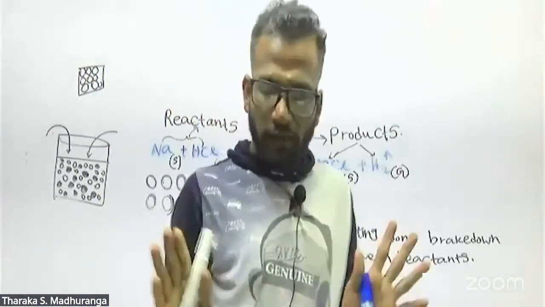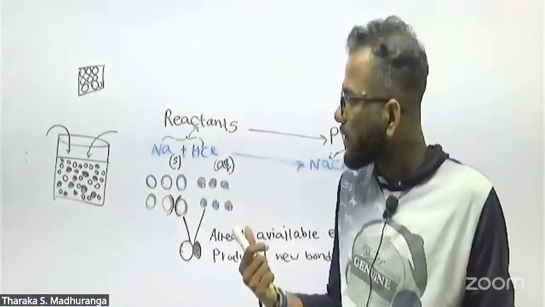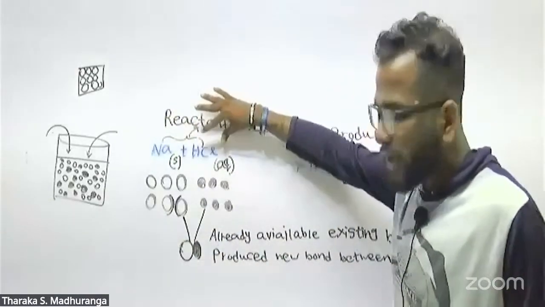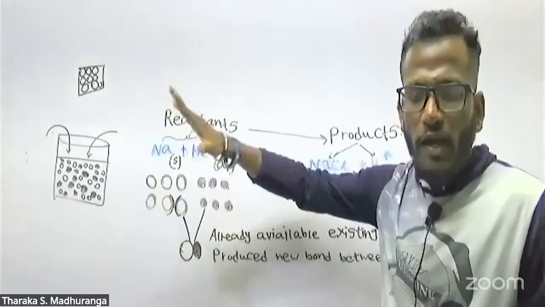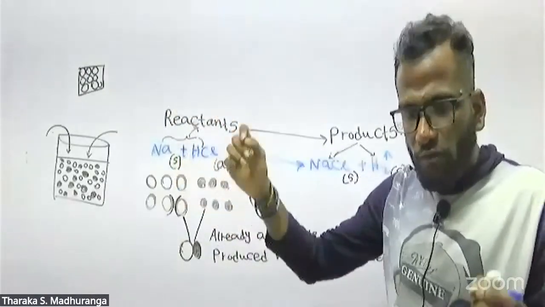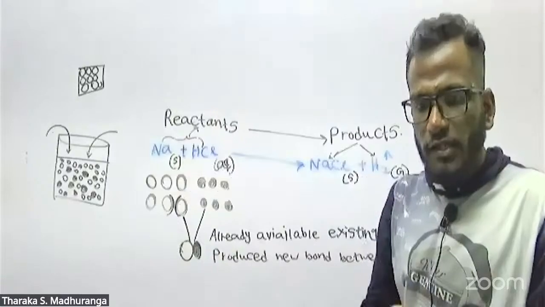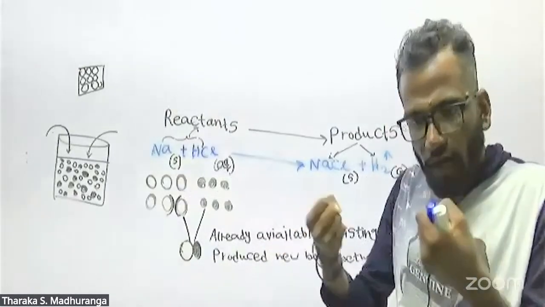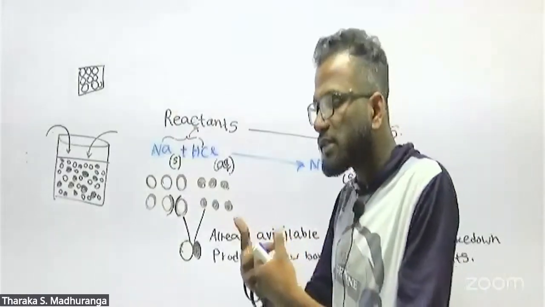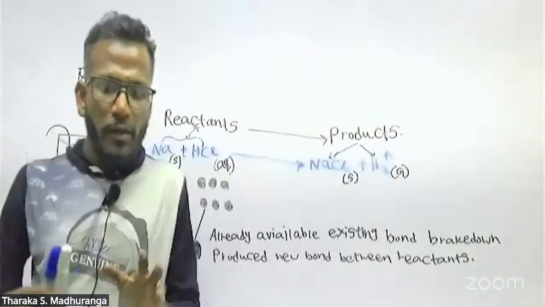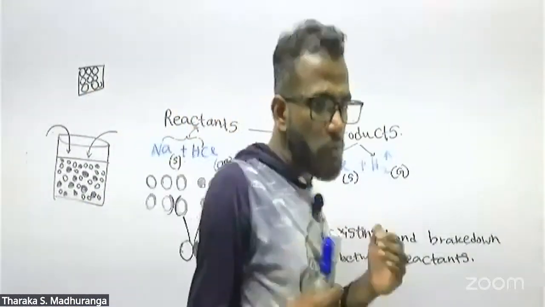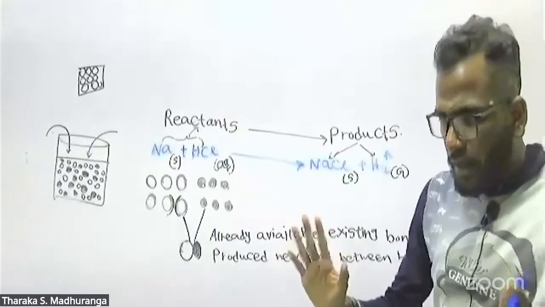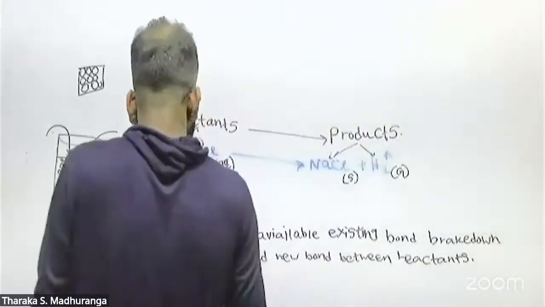Now I think the story is clear. Now what happened? Every reactant is made of molecules. When we mix these two reactants into one, the molecules start to collide. When they collide, the already available bonds break down and convert into new bonds. Those are the products. That's enough.